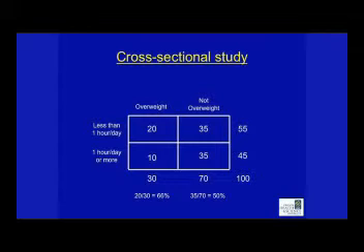Over in this column, we did the same thing. This 35 is coming from here. It's not coming from there. It's the 35 who were getting less than an hour a day. 35 divided by the total of 70 is 50.